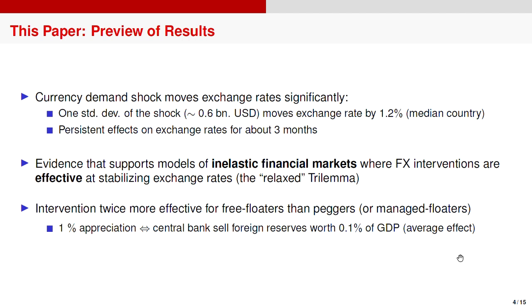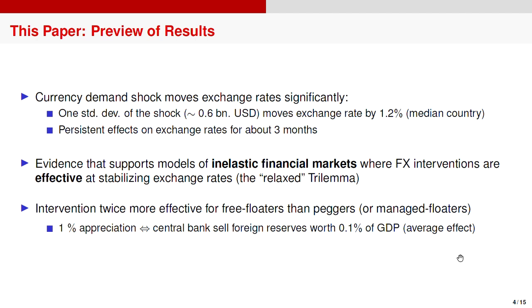Finally, if you want some numbers, we find that the average size of intervention to move the exchange rate is about 0.1% of GDP for the median of the average effects in our sample of emerging countries. And we find that the more inelastic financial markets are, and in our case, the more floating the regimes of exchange rates are, the more effective interventions are. And by effective, I mean that you require less reserves, US dollars, to move the exchange rates by the same amount.